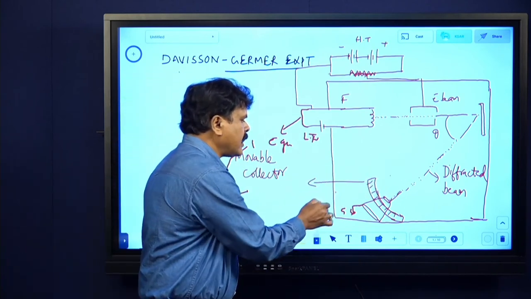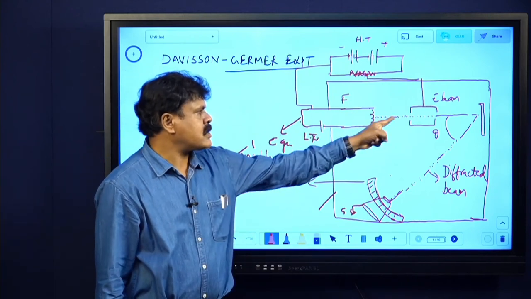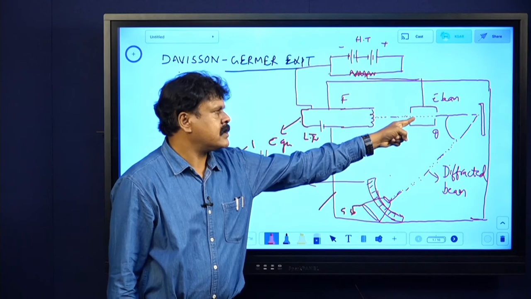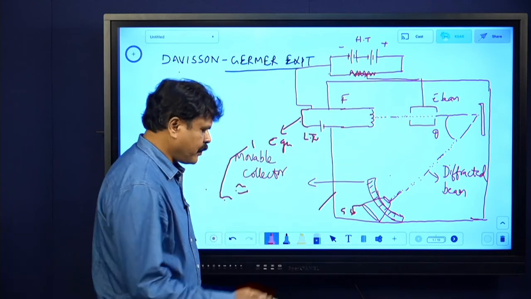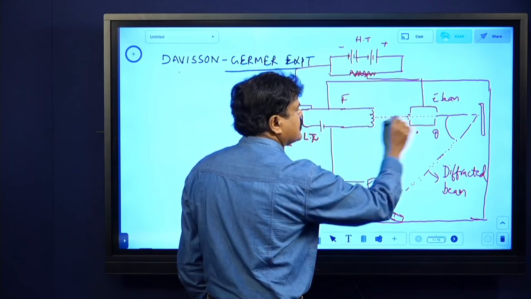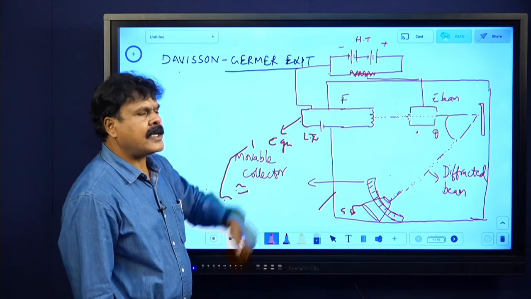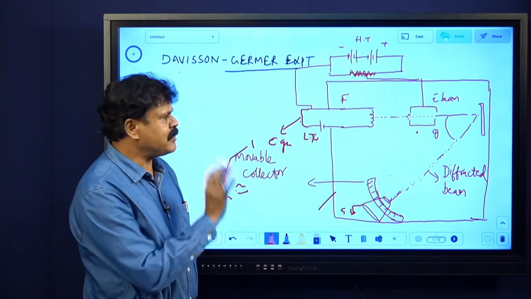This is an evacuated chamber. Okay. So now the filament, as well as this electron gun, as well as this cylinder with some holes will be there. Some small holes will be there here, such that electrons can pass through that. That has been connected to a high tension battery. That's it. Same thing you write.